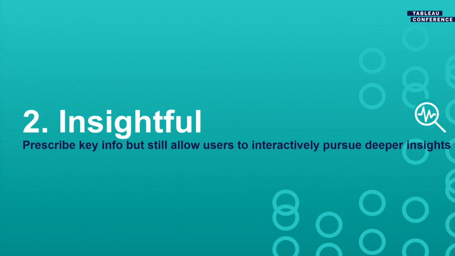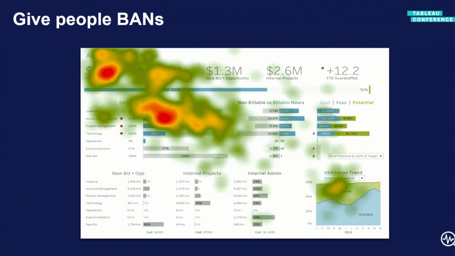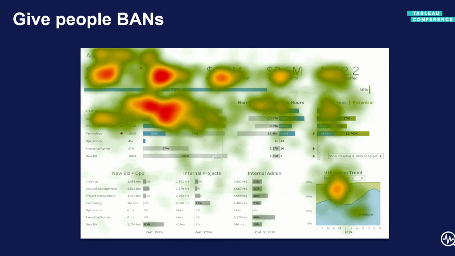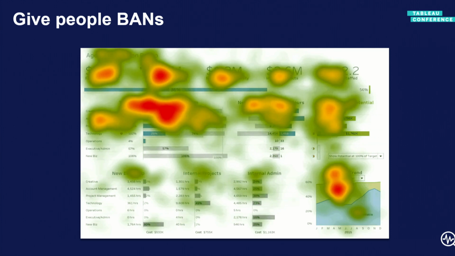So dashboards should be able to prescribe key information, but still allow users to pursue their own trains of thought through the levels of data that's available. Now, one very effective way of prescribing information is through something called bands, or BANs, otherwise known as big-ass numbers. That's fun to say in public.